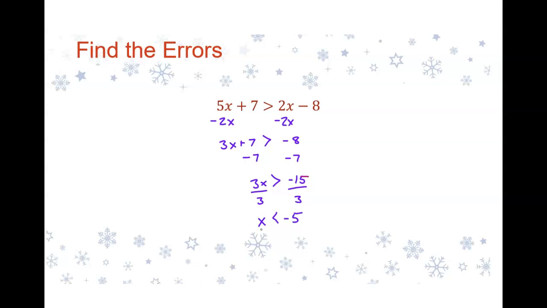And we get x is left because these 3's cancel. Over here we get -15 divided by 3 is -5. But look what happened here. Looks like they flipped the sign even though we divided by a positive. That's not right. That's not how that works. If we divide by a positive, we need to keep the sign the same direction. So that was an error right there. That is incorrect. So if you spotted that error, great job.